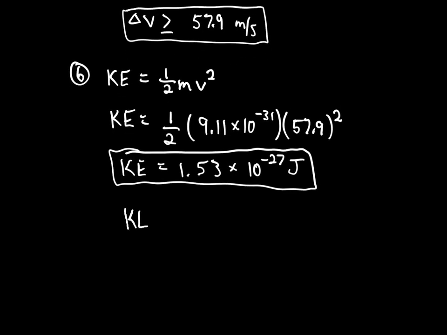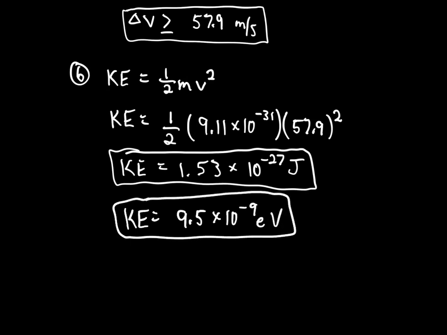We can also get another kinetic energy. We can get that the kinetic energy is 9.5 times 10 to the negative 9 electron volts. How do I get that? Do the conversion factor. 1 electron volt is 1.6 times 10 to the negative 19 joules. Okay? Any questions on that?